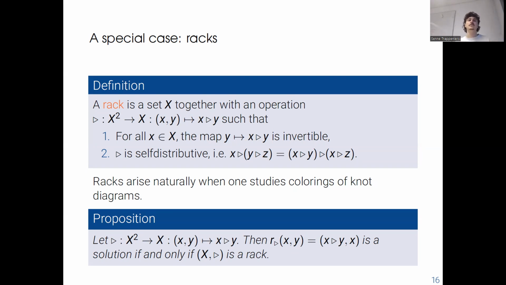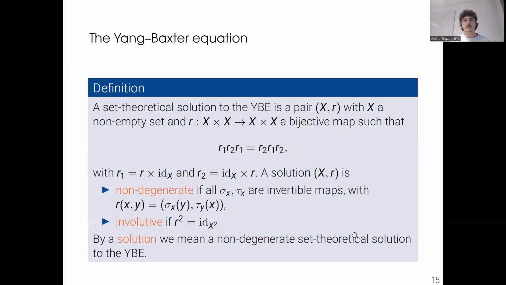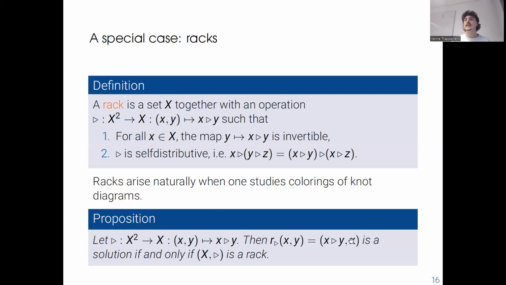And what's the relation between racks and solutions of the Yang-Baxter equation? Well, if we look at solutions of a certain kind, we start with any binary operation on X, denoted by triangle. Recall that on the right-hand side we have a Y of X. Just assume that this Y is the identity. There's nothing happening there. Here, however, there's something happening. Once again, the Y is flipped to the side, but X is acting on it. X is changing this Y.